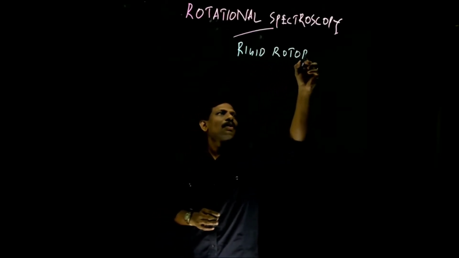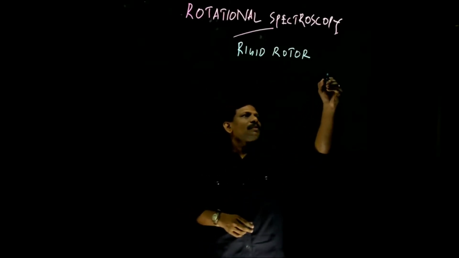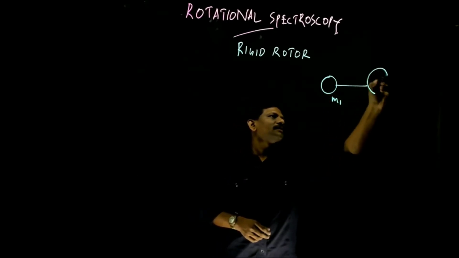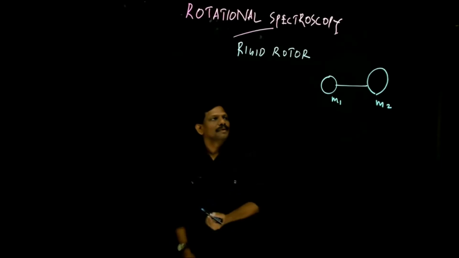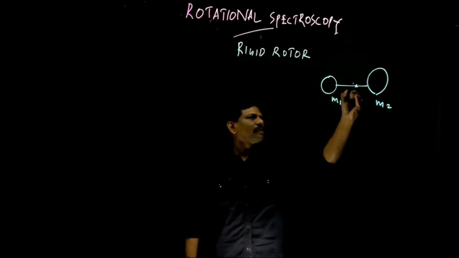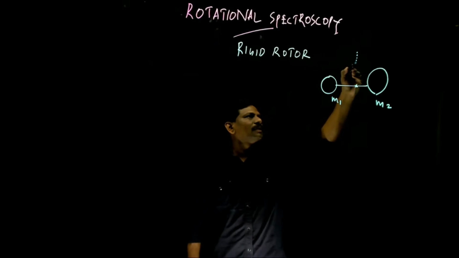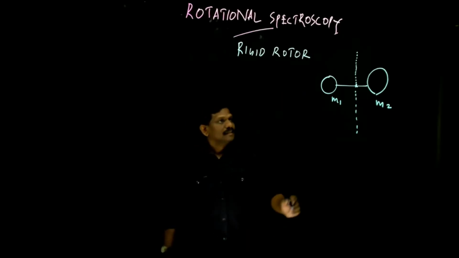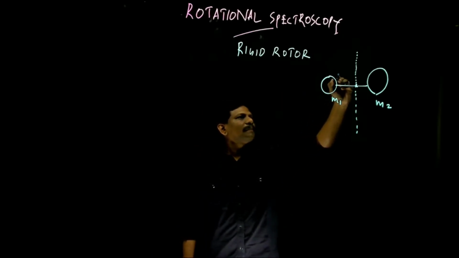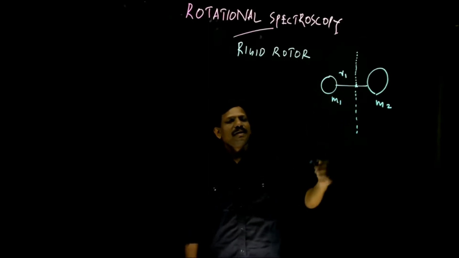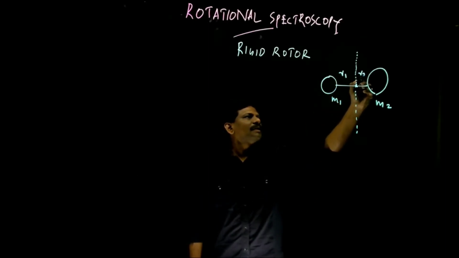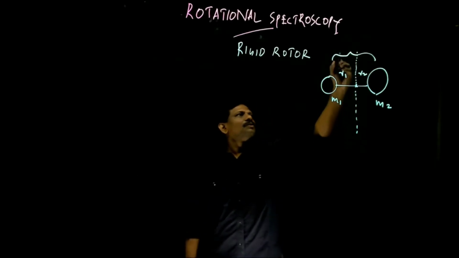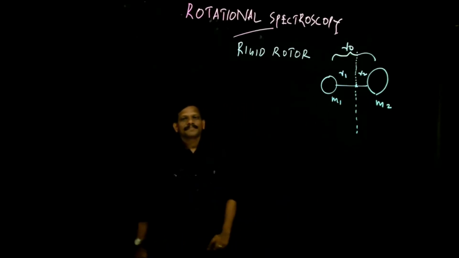You know that this is an important model. So, the rigid rotor I will draw like this. One mass M1 is connected with M2, and you know that there is a center of mass. Through the center of mass I can draw the rotational axis like this, and this particular radius I am marking as R1, and here it is R2, and the whole distance between these two masses, let it be R.